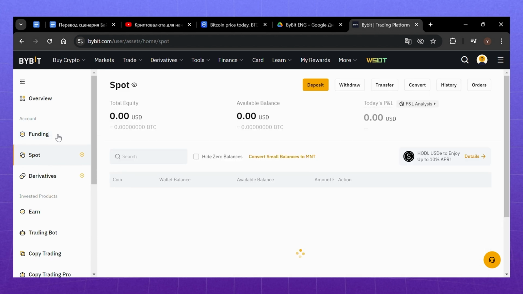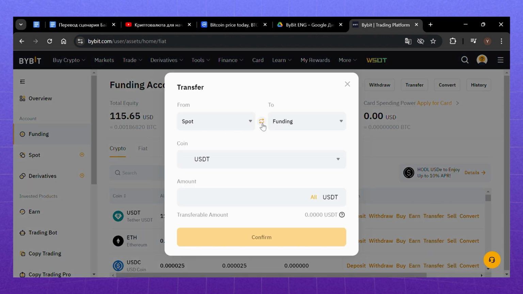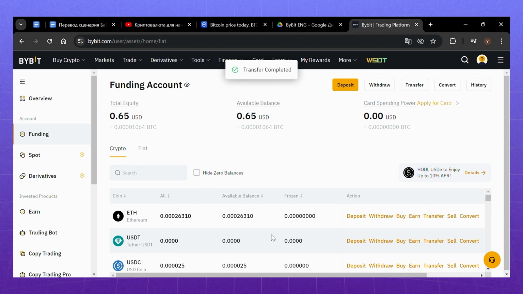Go to funding, click on transfer, select spot account or unified trading account UTA, it depends on your settings, and then choose USDT. Transfer either all or the required amount of money, confirm the transfer. Transfers between accounts are free and without any fees, so you can move funds back and forth easily.